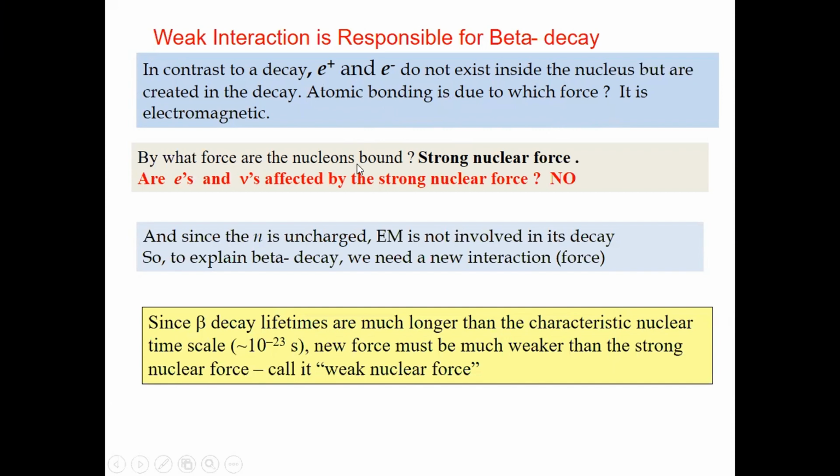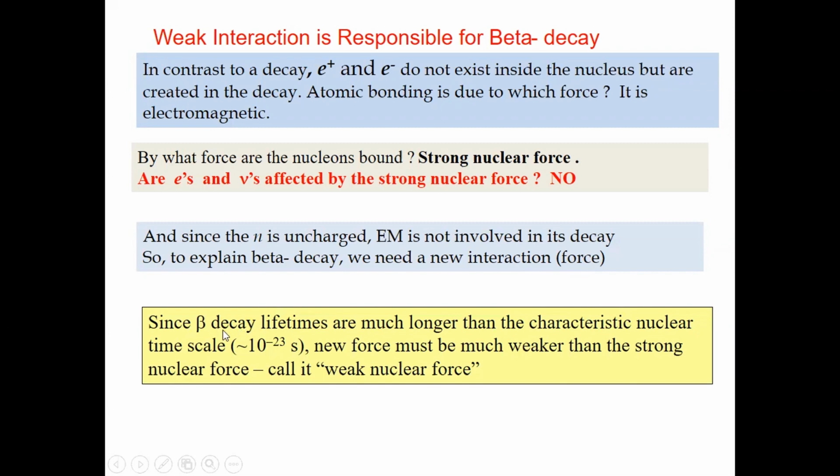So by what force are the nucleons bound? A very strong nuclear force. Are the electrons and the neutrinos affected by the strong force? No, they are not affected. The protons and the neutrons are affected. Yes, they are affected. Now, since the neutron is uncharged, the electromagnetic force does not affect it or decay it. So how do we explain beta decay? We need a new form of force or interaction.